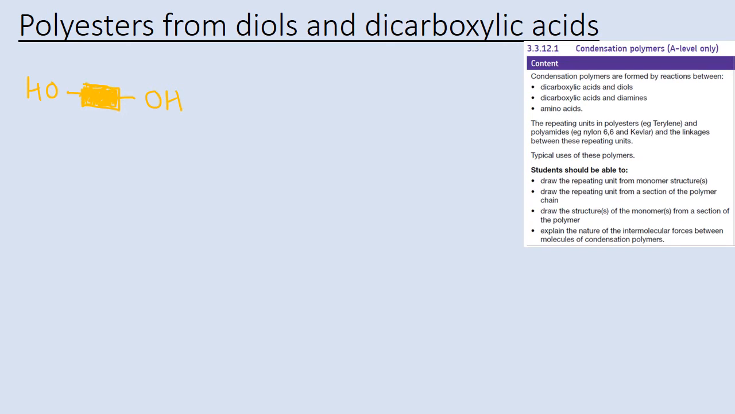And now let's draw a dicarboxylic acid. Again, I'm going to put a little block in the middle. A dicarboxylic acid basically means it has two carboxylic acid groups on the same molecule. They don't necessarily have to be at opposite ends, but there we go. There's a dicarboxylic acid and a diol.